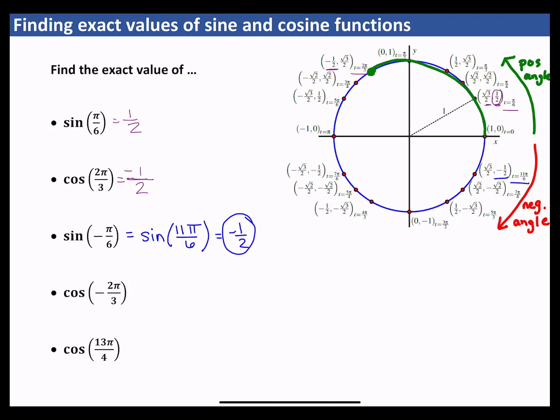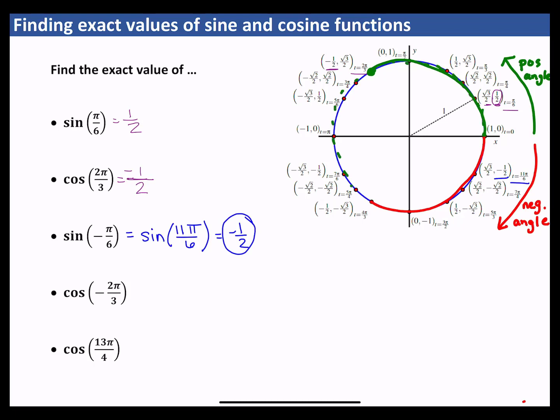Notice the length of the arc to get to 2 pi over 3. We're going to traverse the circle the same arc length, but in the clockwise direction. That gets us to 4 pi over 3. That means we can say that traversing the circle 2 pi over 3 in the clockwise direction is equivalent to traversing the circle 4 pi over 3 in the counterclockwise direction.